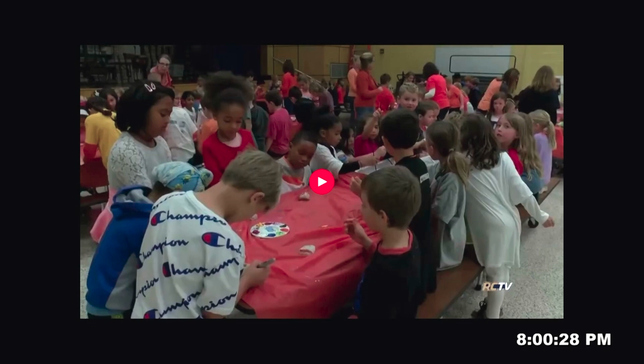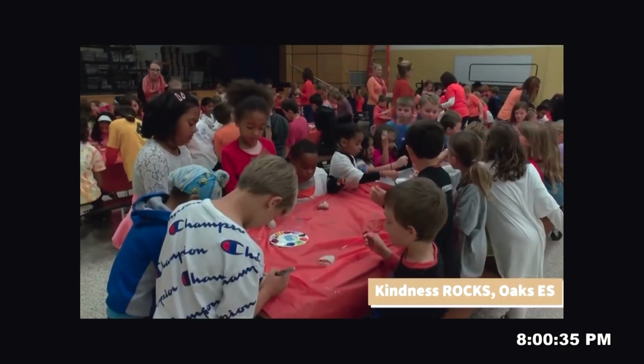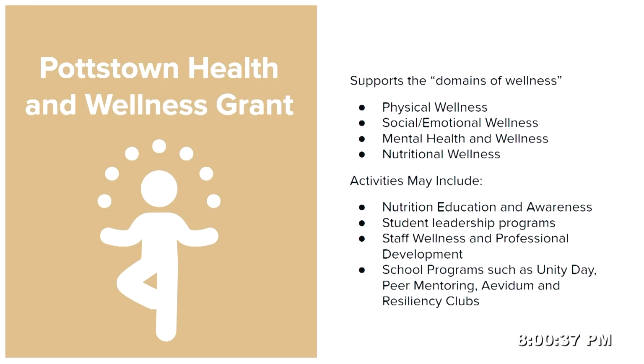So overall, our buildings all have some form of social-emotional activities that help support students. We also have the Pottstown Health and Wellness Grant that helps support us as well. The grant focuses on the domains of wellness, which includes physical wellness, social-emotional wellness, mental health, and nutritional wellness. We include activities such as nutritional education and awareness. We did, in this past year, assemblies focused on nutritional choices.